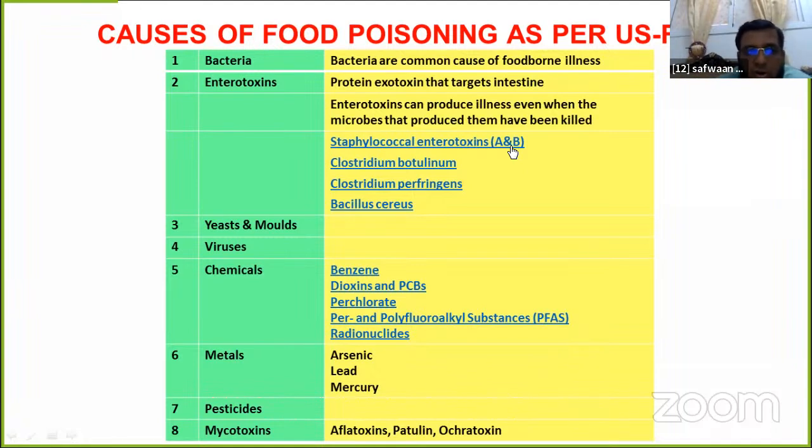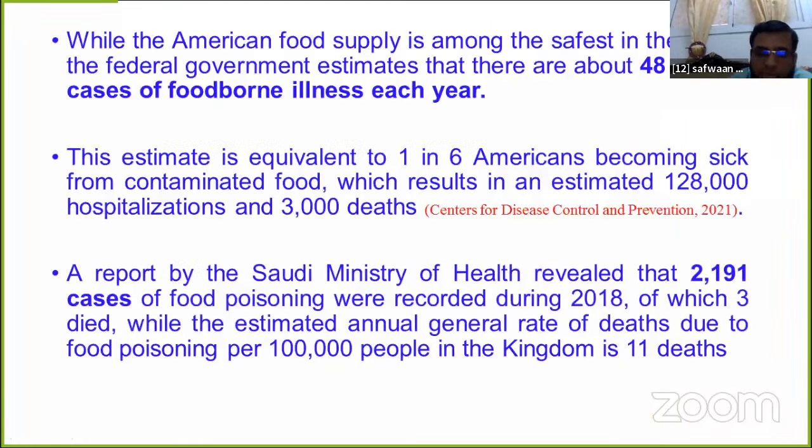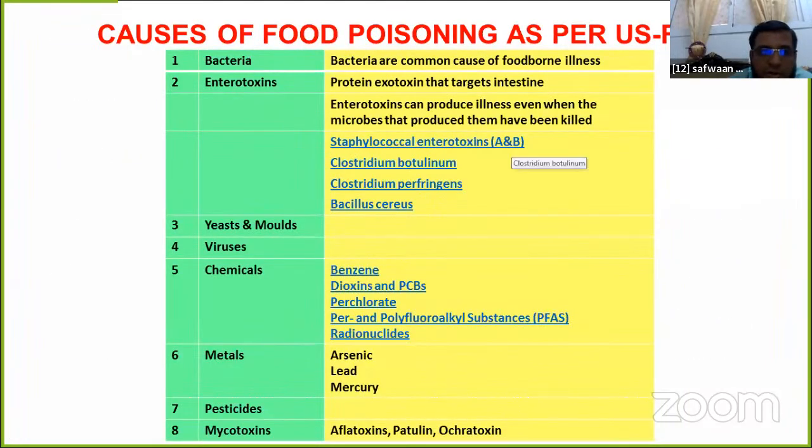Then viruses can also cause poisoning, especially norovirus, which causes problems in water pollution and water contamination. Chemicals like benzene, dioxins, polychlorinated biphenyls, perchlorate, PFAS, and radionuclides can all lead to food poisoning. Metals like arsenic, lead, and mercury can lead to food poisoning. Pesticides and mycotoxins like aflatoxins, patulin, and ochratoxins also; especially aflatoxins are more dangerous as they are cancer-causing agents. So these are different causes, different types of organisms which can cause food poisoning.